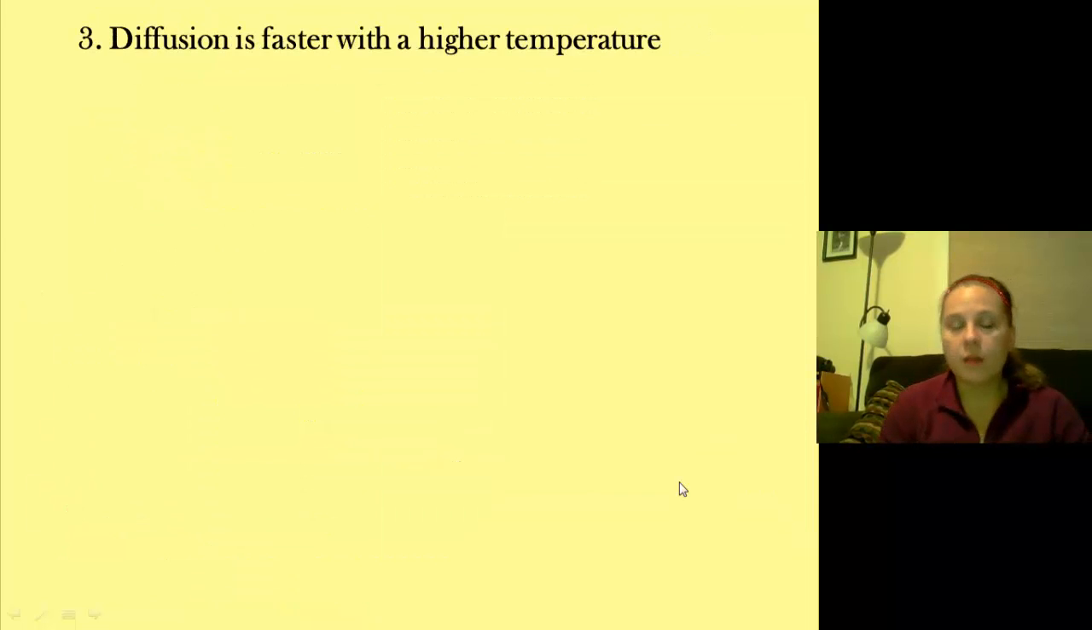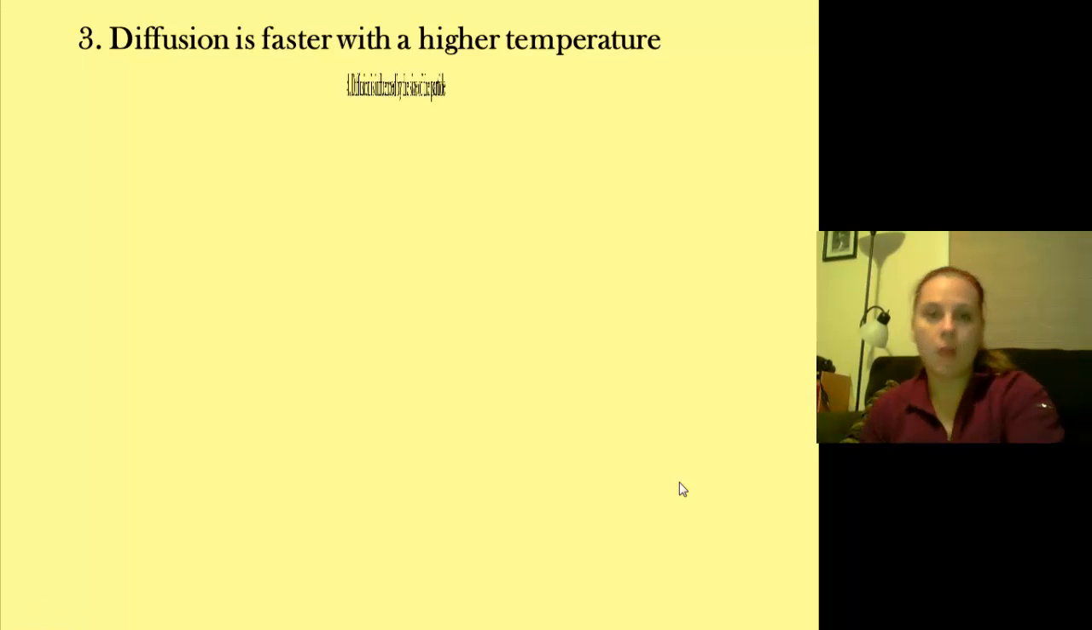Another factor that's going to alter the rate of diffusion is temperature. The higher the temperature, the faster diffusion is going to happen. That's because as you increase temperature, you increase molecular motion, and that's going to cause those molecules to move faster, thus disperse a lot quicker.